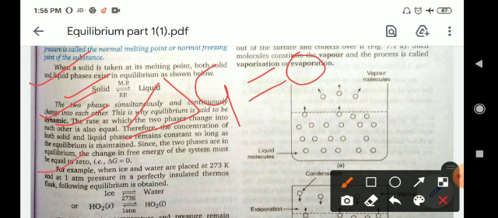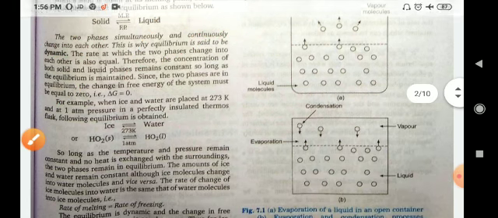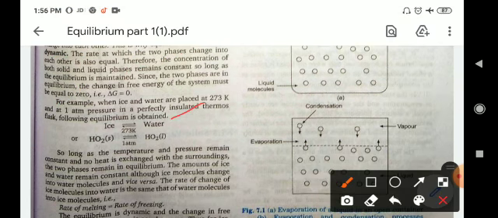For example, when ice and water are placed at 273 Kelvin and at 1 atmospheric pressure in a perfectly insulated thermos flask, then the following equilibrium is obtained. Ice gives water at 273 Kelvin. Okay. So long as the temperature and pressure remain constant and no heat is exchanged with the surroundings, the two phases remain in equilibrium.